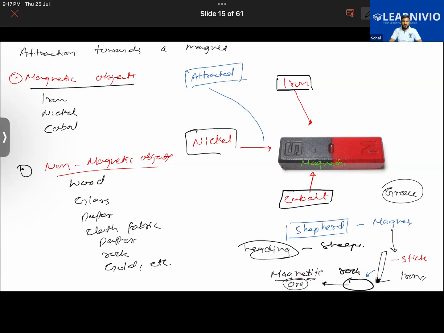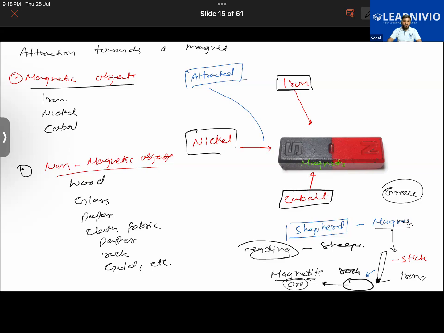Later on, when the industrial evolution took place and things were being discovered, the name came. The person's name was Magnus. He lived in Greece almost 4,000 years ago. So one day he was trying to pull the stick, and he observed that it was attracted towards a piece of rock, and that rock was basically the ore of a magnet.